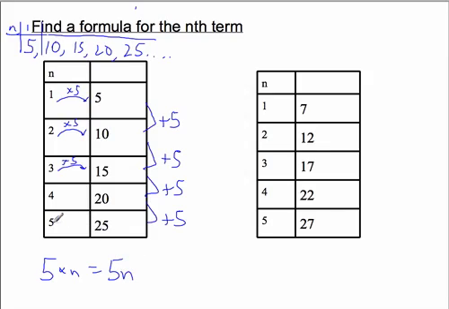Right? It works for 5 here. 5 times 5 is 25, so it works. So if you want to find the 100th term, you just multiply it by 5. If you want to find the 195th term, take 195 times 5. Now let's see if we can figure out the next one.